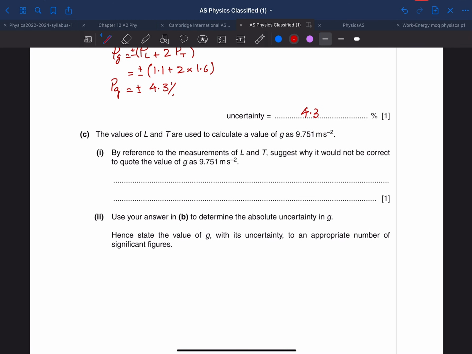Here we have the part C. The values of length L and time T are used to calculate the value of G as 9.751 meter per second square. By reference to part A, by reference to the measurement of length L and time, suggest why it would not be correct to quote the value of G as 9.751 meter per second square. So simply the point is that the instrument which you are using for the length and of course the time, the least count of those instruments are very important.